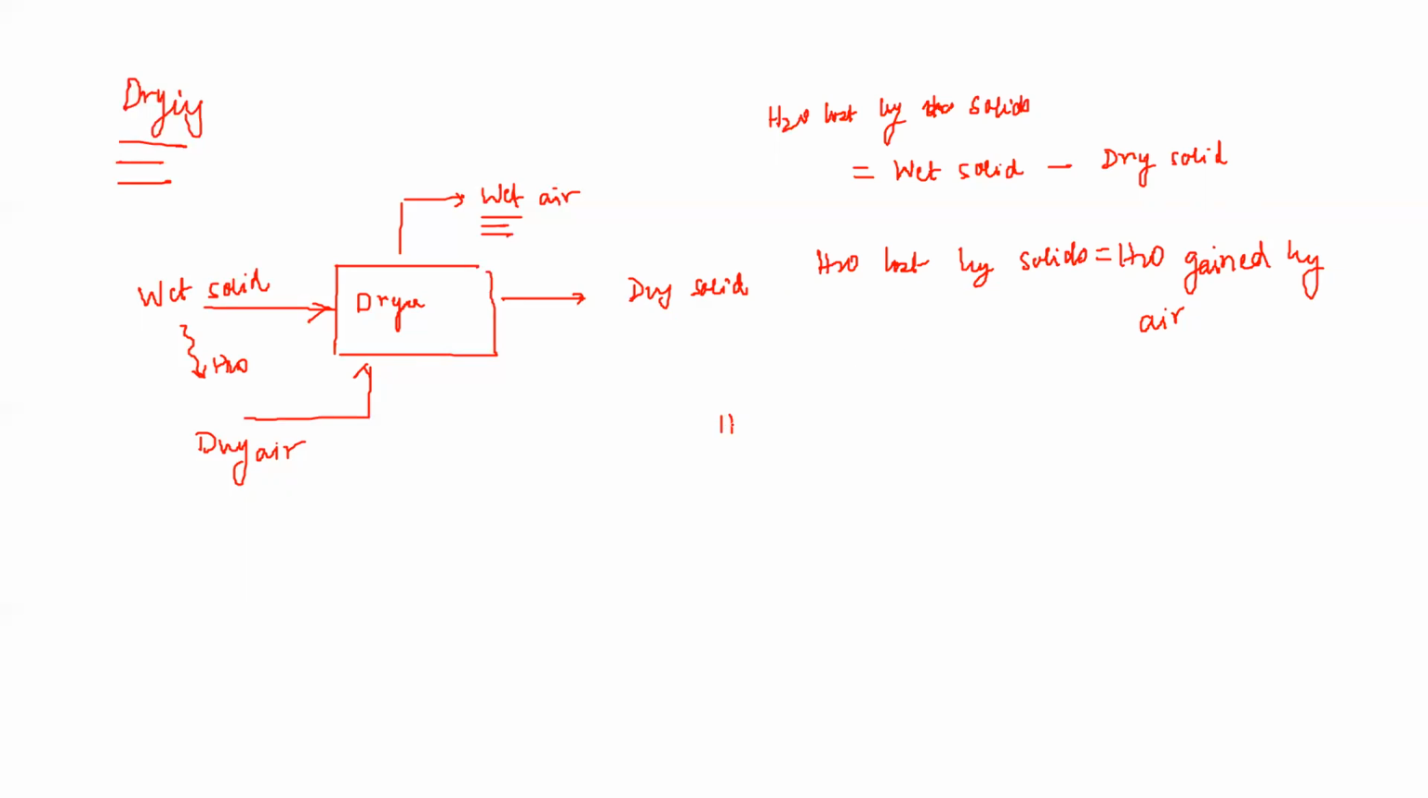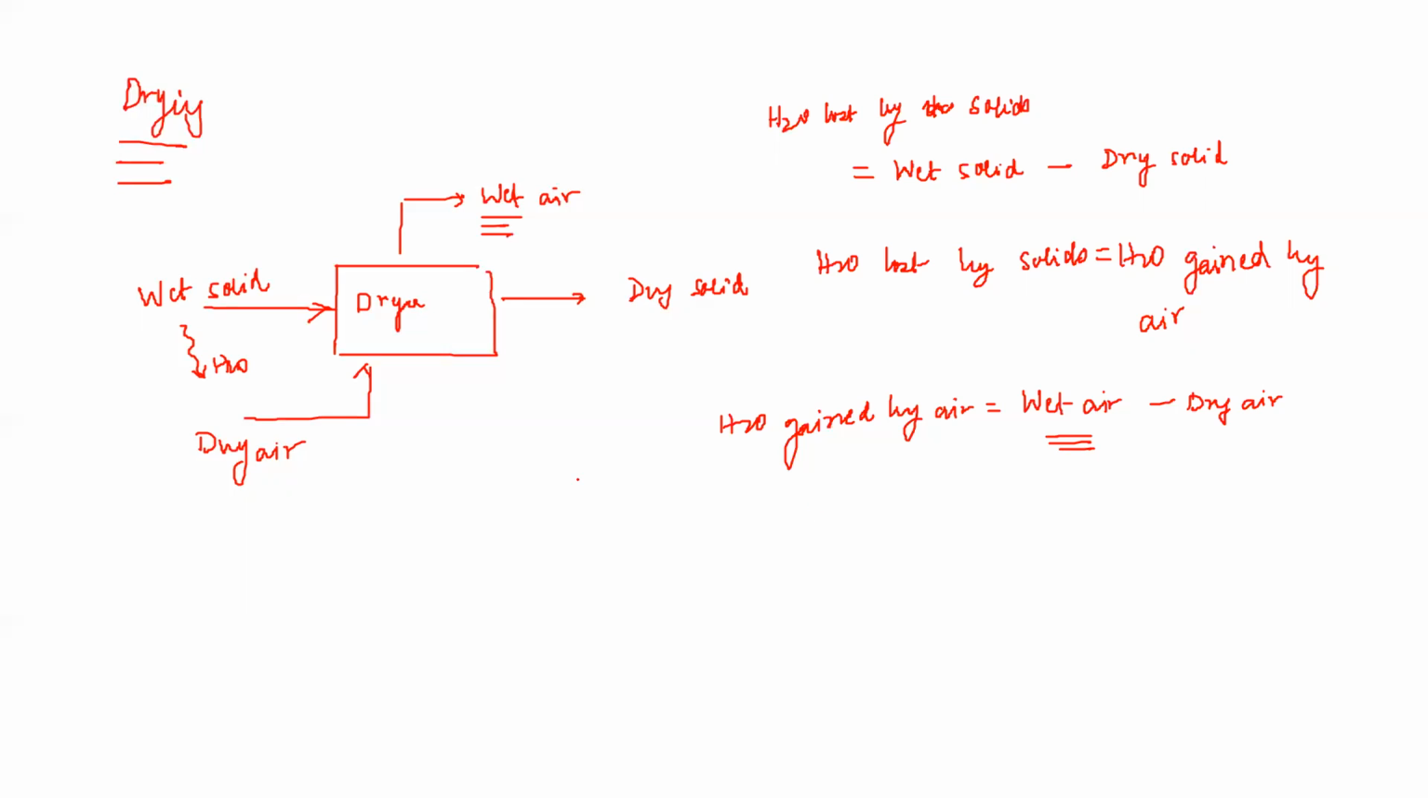And water gained by air is equal to the mass or molar flow rate of wet air minus mass or molar flow rate of dry air. All right. So hope you people are clear with this thing. Then one more thing that I told you was to make your calculations slightly easier.